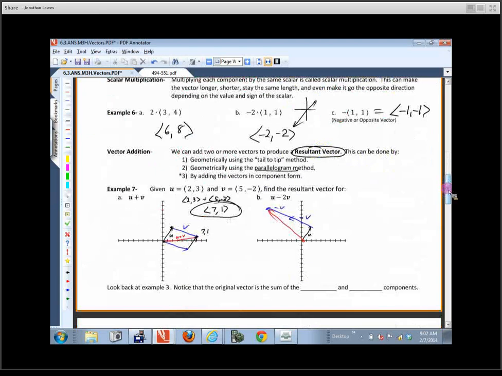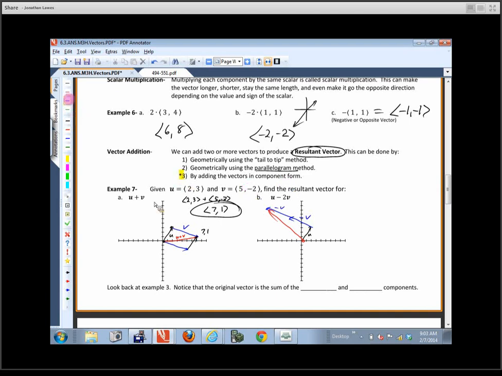And then we talked about how we can do a geometric representation. We can actually draw pictures of these vectors and how we can do arithmetic with them. So how we can do scalar multiplication, how we can make them twice as long, how we can add them, how we can subtract them. And we talked about the tail to tip method, the parallelogram method, and then we also talked about component form.